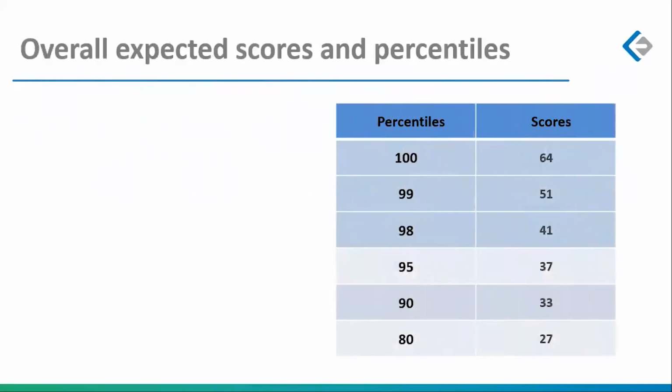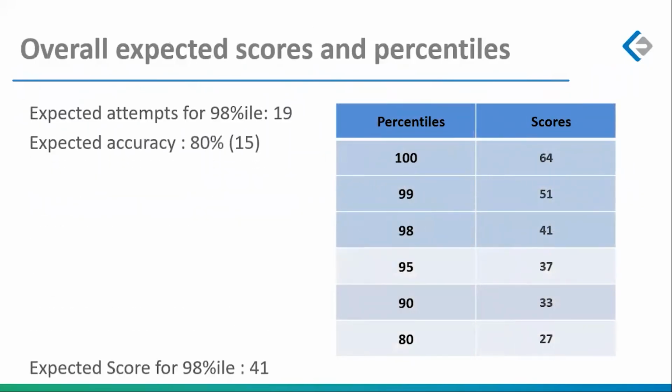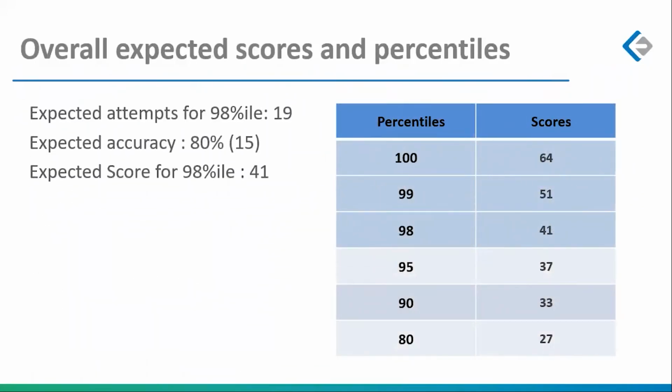So this is what you should have done, and this is what you needed for a 98th percentile: 19 attempts, 15 correct, gives you what? Just under 80% accuracy, which is okay, because if this paper had fewer questions, maybe your accuracy would have been more because you would not have been so stressed. From 41 to 64, a 50% increase in marks, more than 50% actually, to go from 98 to 100 percentile.